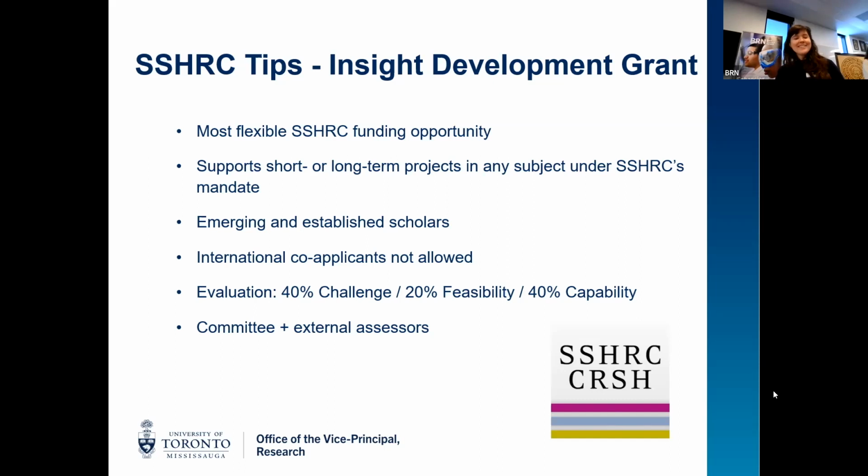So the Insight Grant is the most flexible SSHRC funding opportunity. It supports both short and long-term projects, so the length is between 2 and 5 years. And it's for any subject under SSHRC's mandate. It supports both emerging and established scholars. The one thing to remember is that international co-applicants are not allowed for this grant mechanism. It's different for the IDG, and I will touch on that later.